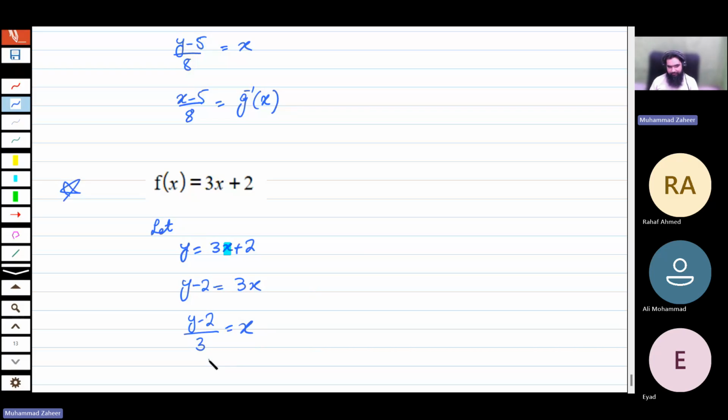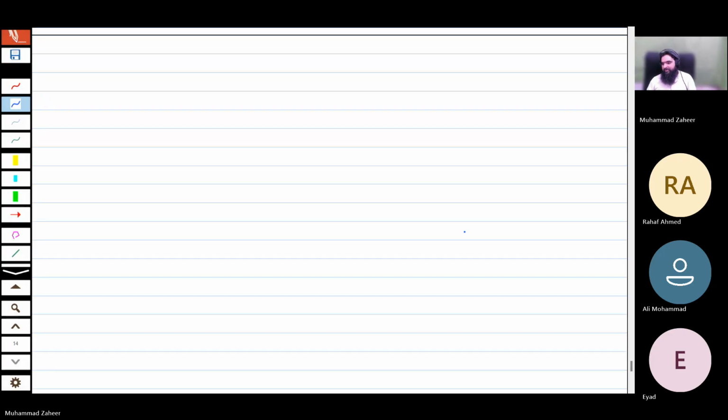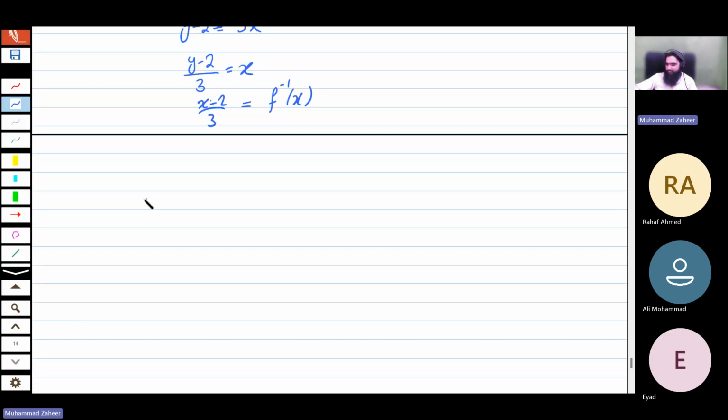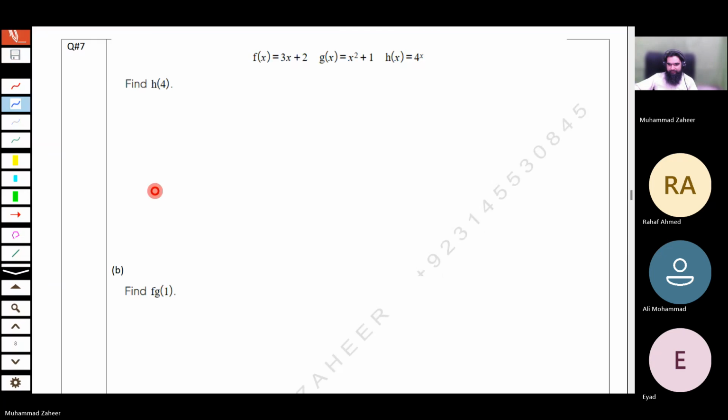All right, in the last step we replace y with x, and x becomes f inverse. So f inverse of x is equal to x minus 2 over 3. Yes, anyone have a doubt how to find the inverse of the function? Clear?